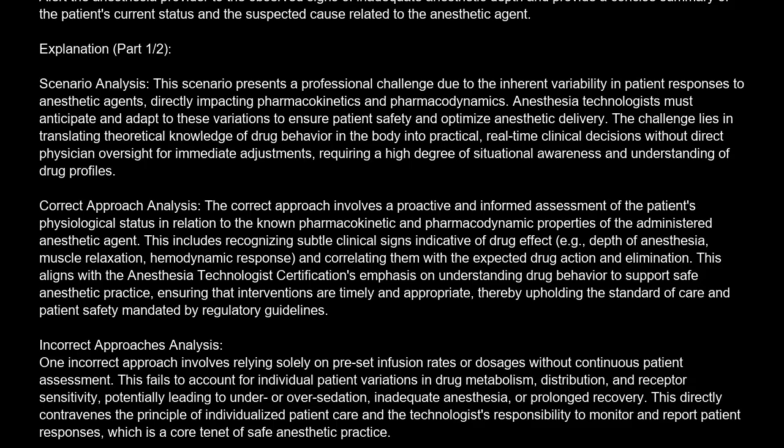The correct answer is B. Alert the anesthesia provider to the observed signs of inadequate anesthetic depth and provide a concise summary of the patient's current status and the suspected cause related to the anesthetic agent.